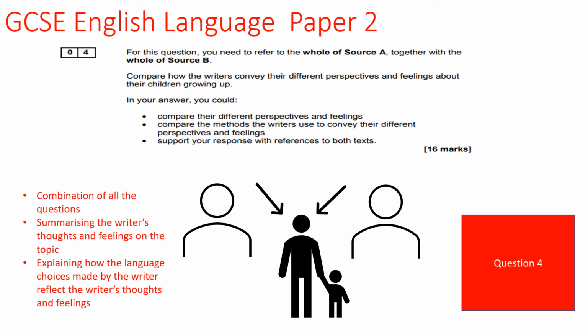Basically it's that summarizing of the writer's thoughts and feelings on the topic, linking it into the writer's perspective, but also linking it into how the writer uses language. So you can see how it's a mixture of question 2 and question 3. The exam board think that you should work through the paper. Obviously your school and your teacher will give you advice, but they say that you should be at the point where you get to question 4 being able to write about all these things together.